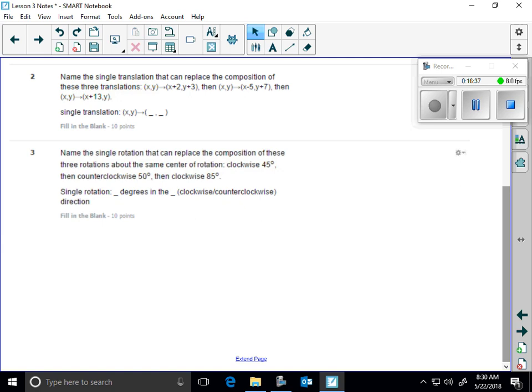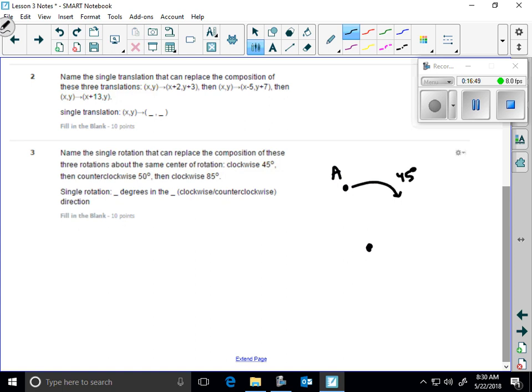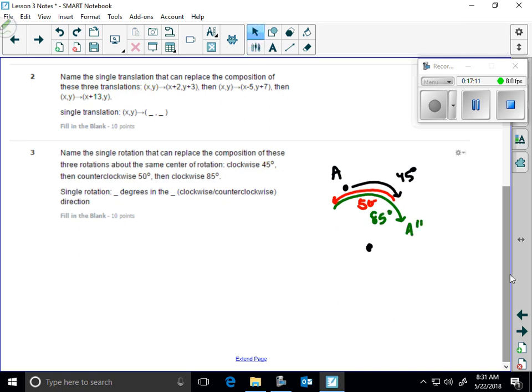So here we go. Let's take a point of center of rotation. Let's take this point A. Let's rotate it clockwise 45. Then what? Counterclockwise 50. Then what? Clockwise 85. So here's A double prime.